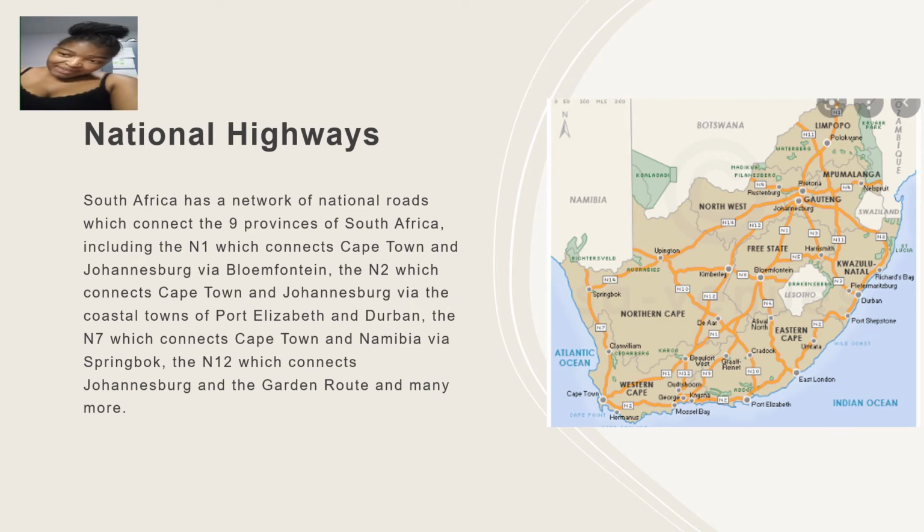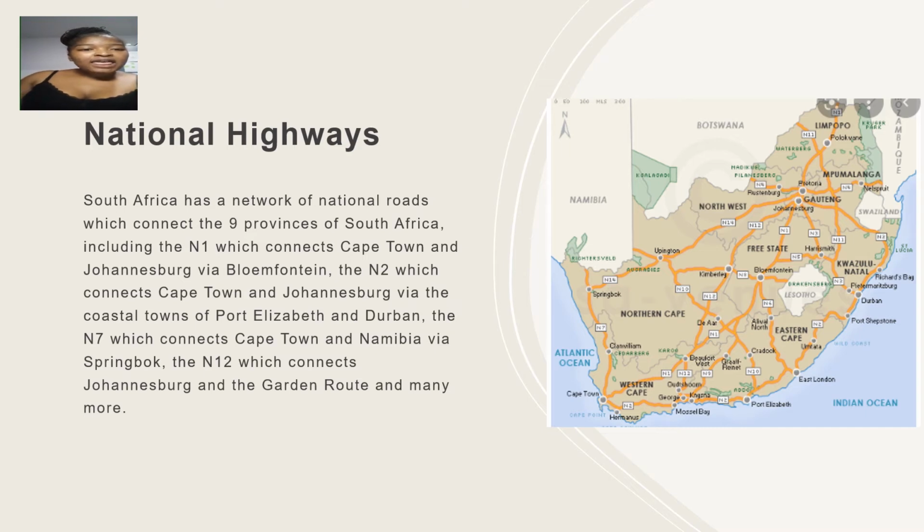National roads. South Africa has a network of national roads which connect the 9 provinces of South Africa, including the N1, which connects Cape Town and Johannesburg via Bloemfontein. The N2, which connects Cape Town and Johannesburg via the coastal towns of Port Elizabeth and Durban. The N7, which connects Cape Town and Namibia via Springbok. The N12, which connects Johannesburg and the Garden Route, and many more.